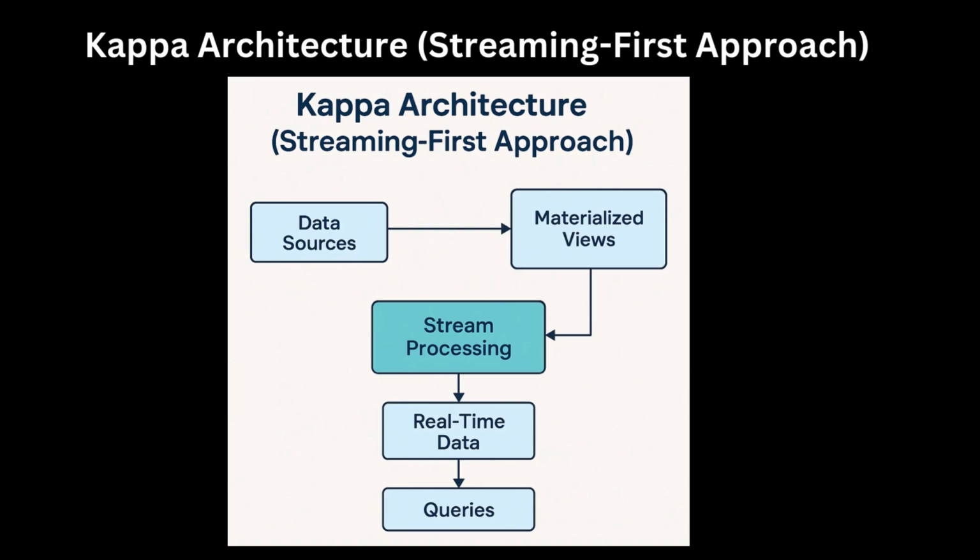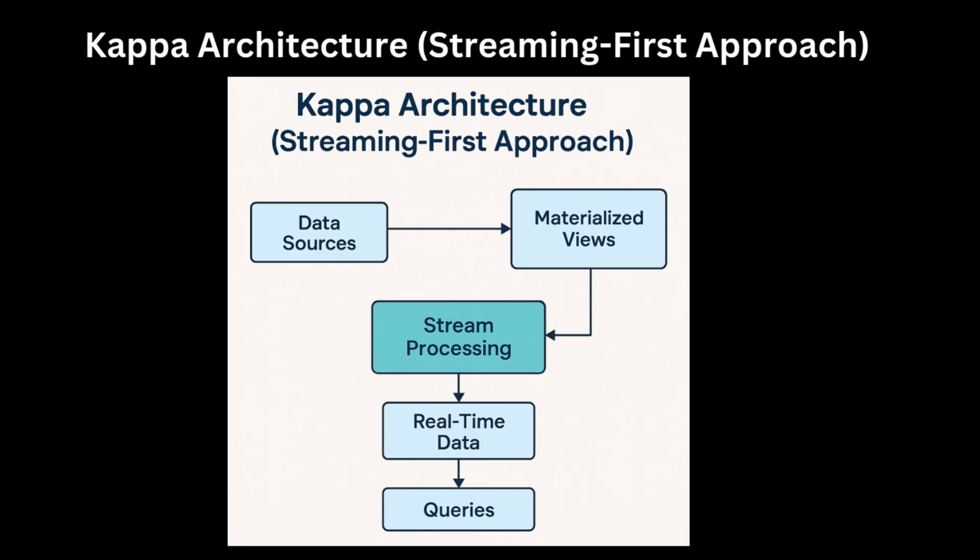2. Event sourcing and log-centric design. Relies on a durable, append-only log, example, Apache Kafka, Pulsar. Events are stored permanently, allowing reprocessing at any time. 3. Reprocessing for batch-like analytics. If business logic changes, the system replays historical data from the log. Avoids maintaining two separate codebases, unlike Lambda.